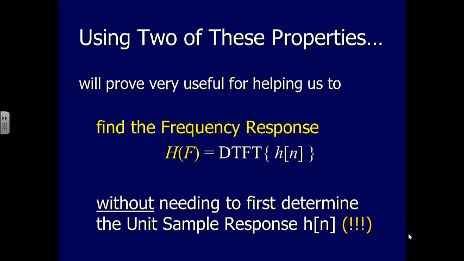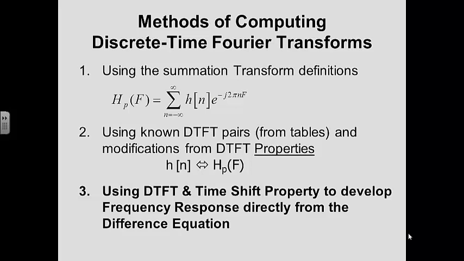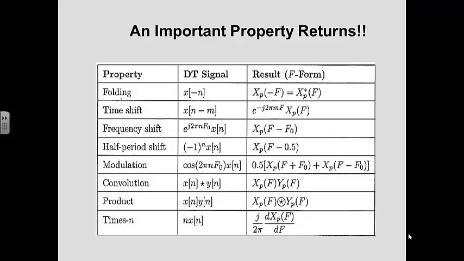The good news is I can find the unit sample response and the discrete time Fourier transform of it, the frequency response, directly from the difference equation in an easier method than solving the difference equation. Now that I have these transforms, here's how it works. We're going to use the convolution property and the time shift property. Those two together are going to be my key.